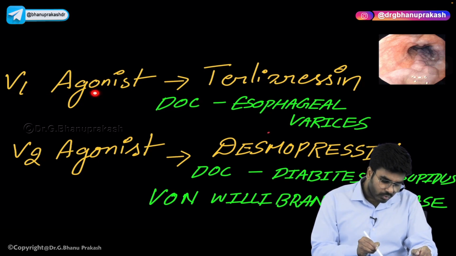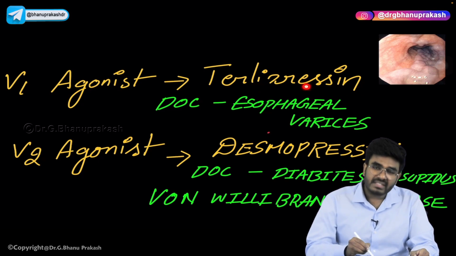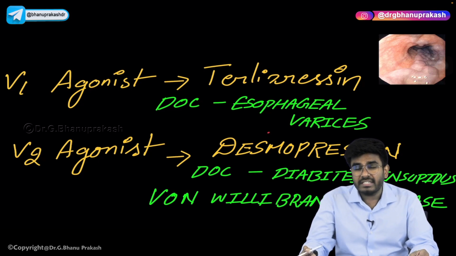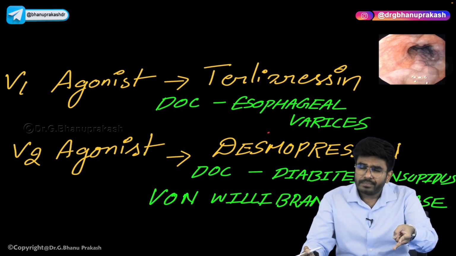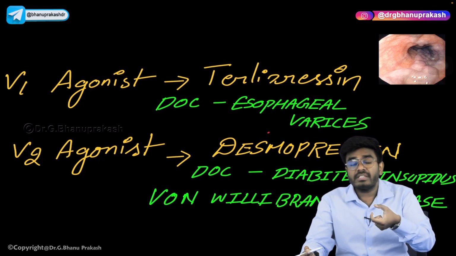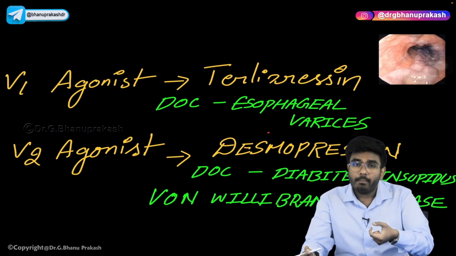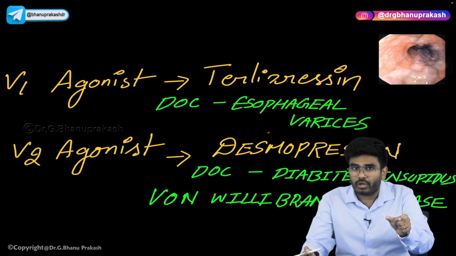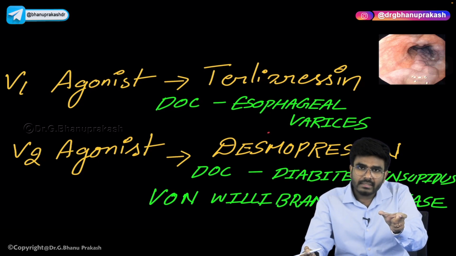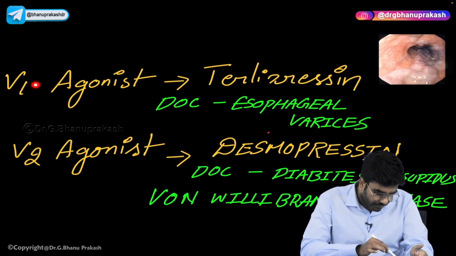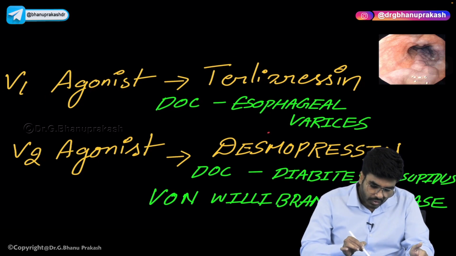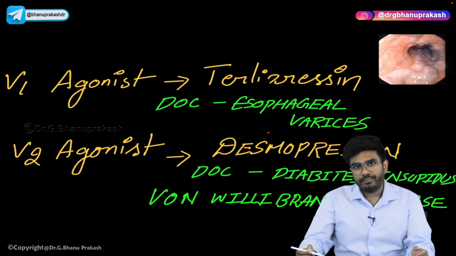So, V1 agonist, who is the V1 agonist? Terlipressin, the drug which we have manufactured. It's just like vasopressin. Antidiuretic hormone is also called vasopressin. That's something which is produced in our body naturally. But if you make a similar analog, a similar drug, that is called terlipressin. So, terlipressin is a V1 agonist, a drug of choice for esophageal varices.